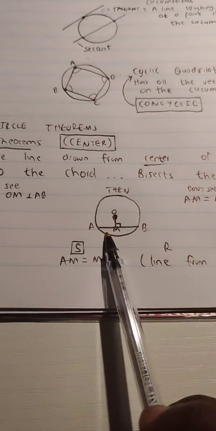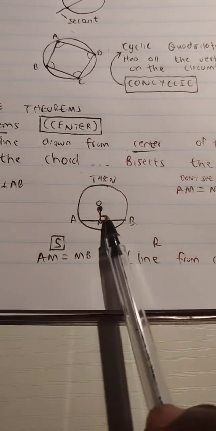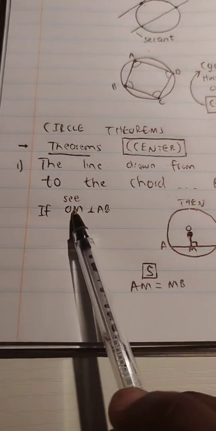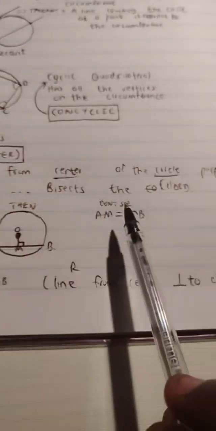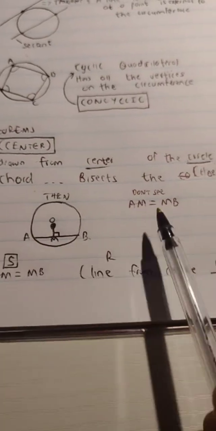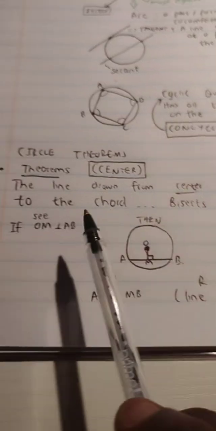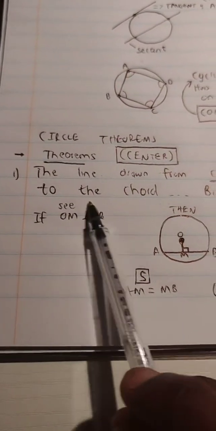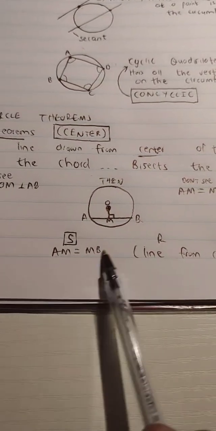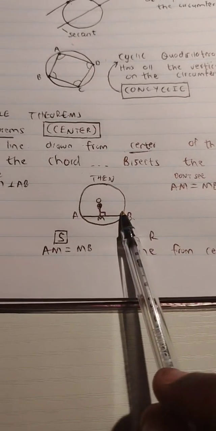So what I'm saying is, based on this diagram, what do you see? A line from the center perpendicular to the chord. What you see is OM is perpendicular to AB. What can you conclude which you don't see in the diagram? You can conclude that AM is equal to MB. Why? Because of the line from the center perpendicular to the chord. So the statement, as I said, is something you don't see in the diagram.